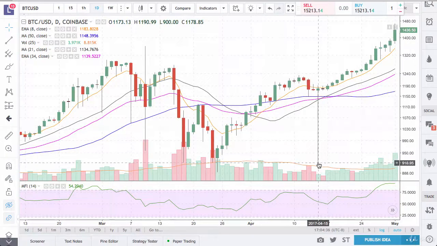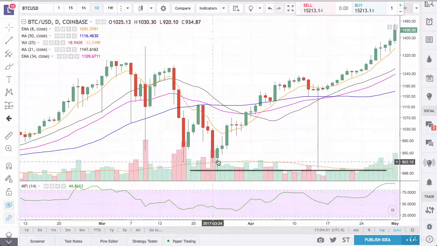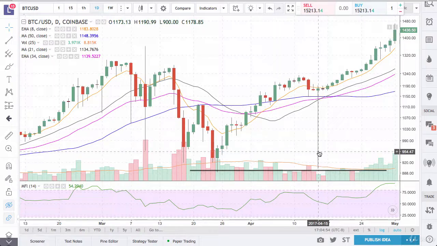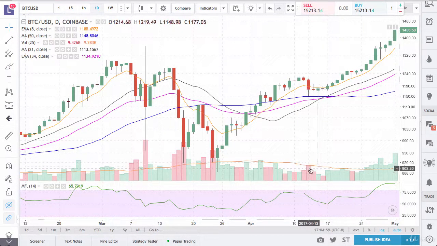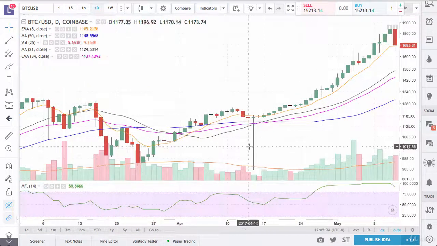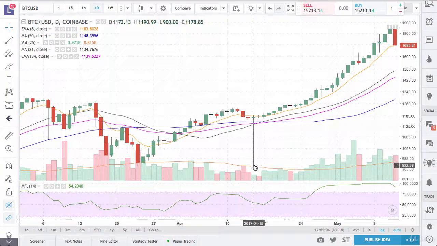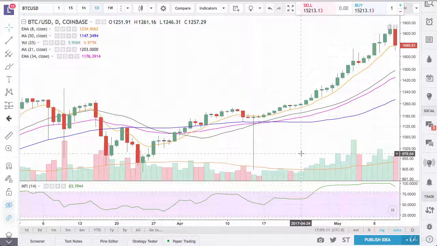Long-legged hammer, very long. So the longer the leg, the longer the shadow, the more powerful is the reversal. Because at one point, this was all red, all the way down here, testing those lows. But the bulls stepped back in and brought the price up basically to where it started. So the bulls had a lot of control over price action right here. So the bigger the shadow, the stronger the reversal.